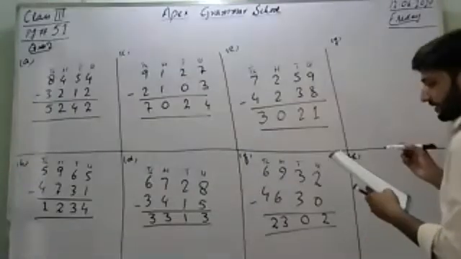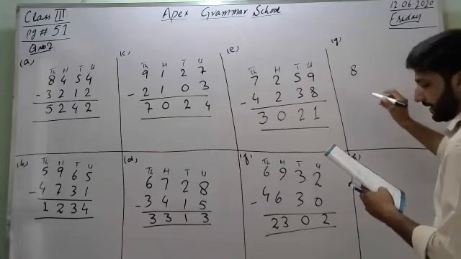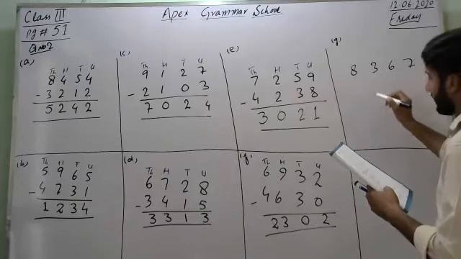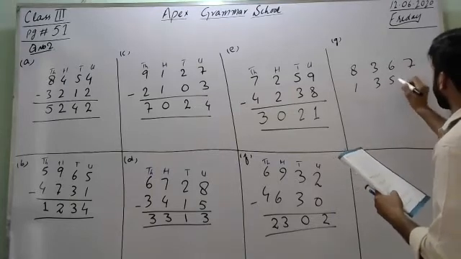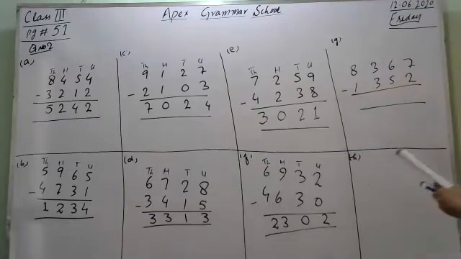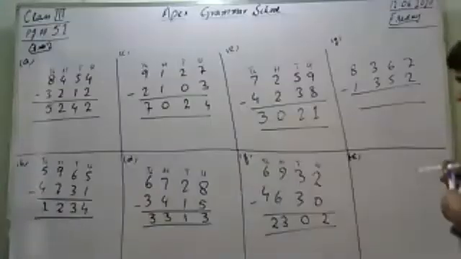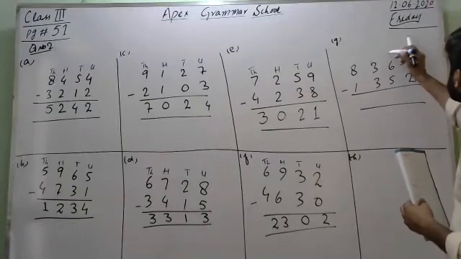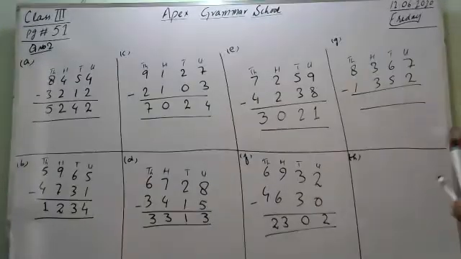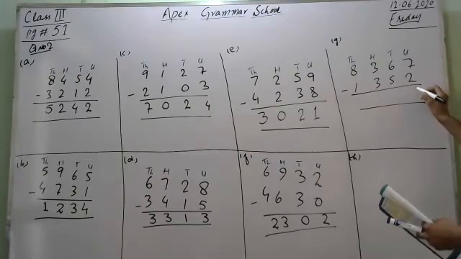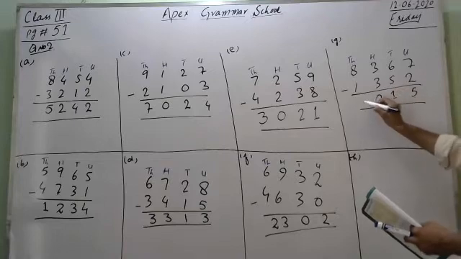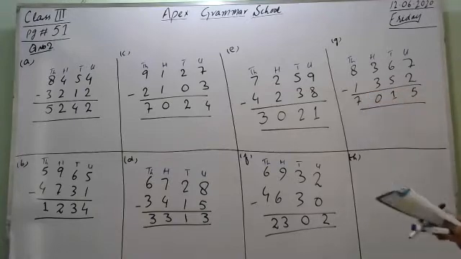G part is 8367 minus 1352. Seven minus 2, 5, 6 minus 5, 1, 3 minus 3, 0, 8 minus 1, 7.